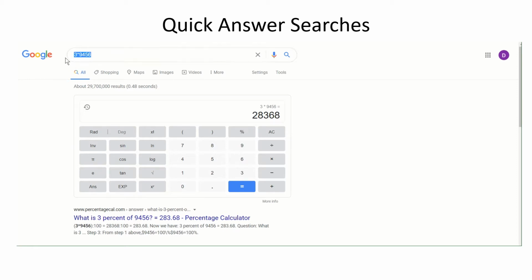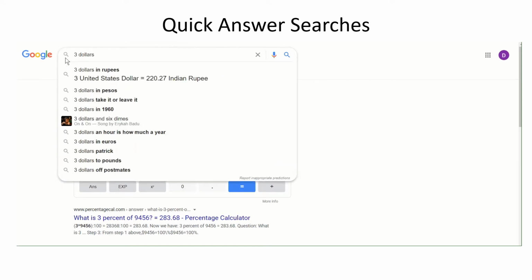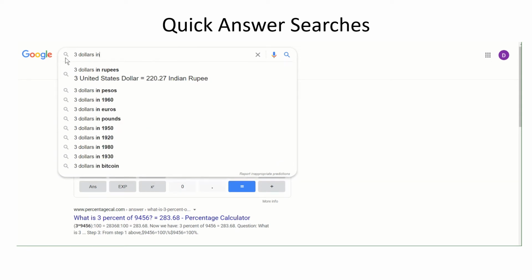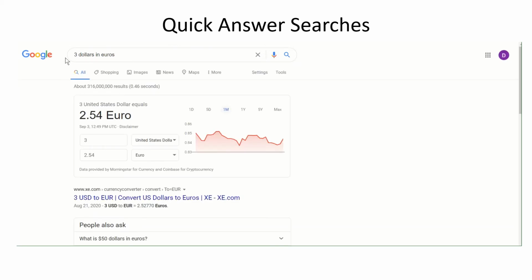Another quick answer that would be helpful would be something like $3 in, and notice all that it's suggesting here, in rupees and pesos. I'm going to say in euros. Not only do I get the answer, but I get current information and also a calculator app that's going to help me do more calculations in this direction. So many of these things we've just stumbled into, but realize it's not that we're better searchers because of this, it's because Google is an excellent, excellent engine.